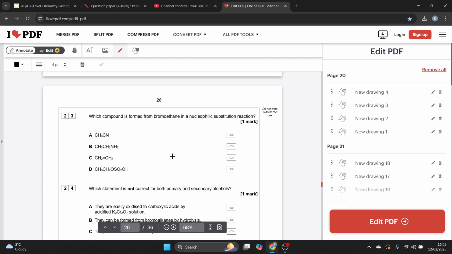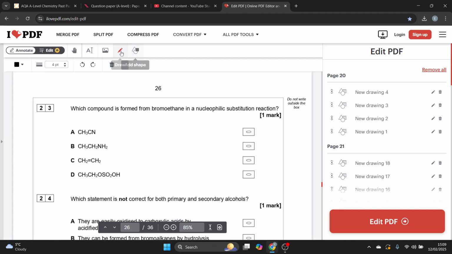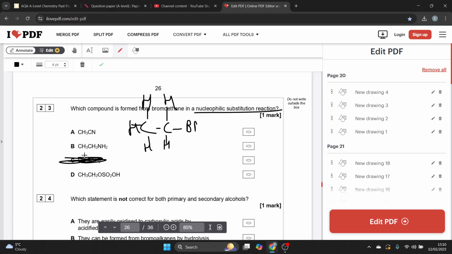Question 23, which compound is formed from bromoethane in a nucleophilic substitution reaction? Bromoethane, halogenoalkane. In a nucleophilic substitution reaction, I'm definitely not going to form an alkene. That's an alkyl hydrogen sulfate, and alkenes react with cold concentrated sulfuric acid to form that, so that's not going to be it.